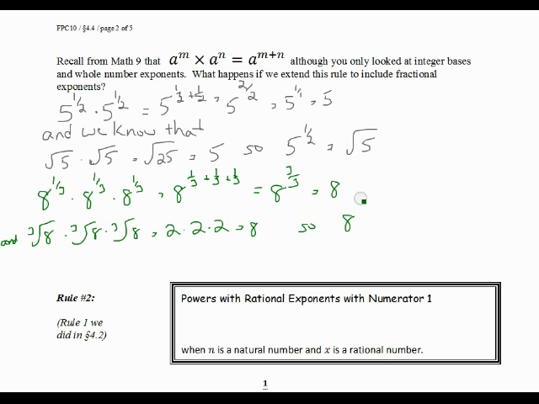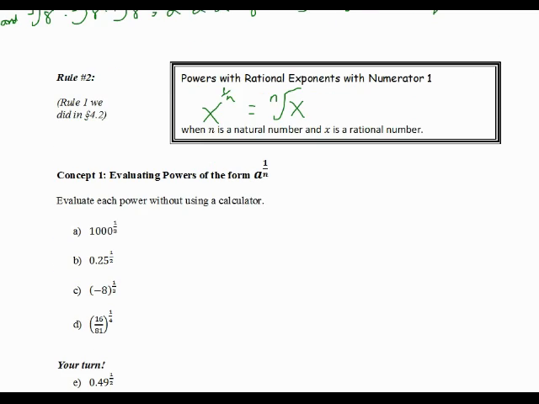So 8 to the 1/3 must equal the cube root of 8. Okay, so we're going to make this a rule, and we're going to say that x to the 1 over n equals the nth root of x. So we've shown that two ways. We've shown that in examples on the first page, we're looking at tables, and we've shown it with algebra here. Okay, let's do something with this.